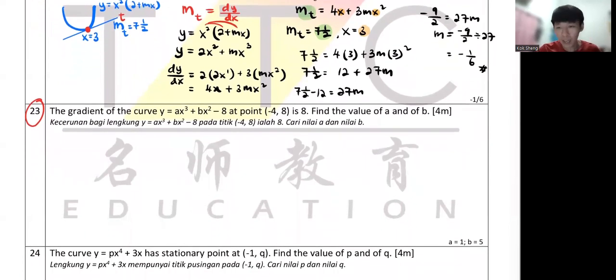Also no picture. We can try to draw ourselves for 23. Oh, this one is 4 marks. Okay, not bad. The gradient of the curve at the point negative 4, 8 is 8. Find the value of a and b. Okay, let's draw the picture first. We have the curve here again, as usual. I simply draw one.